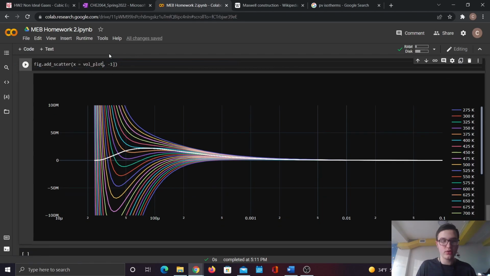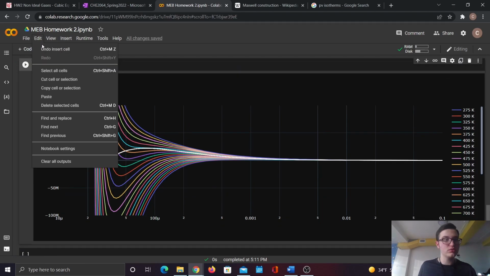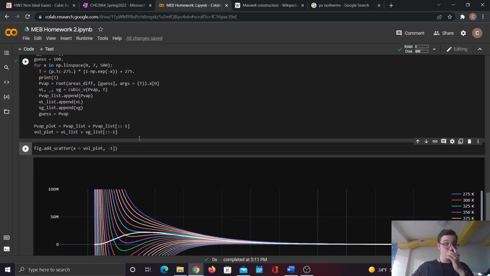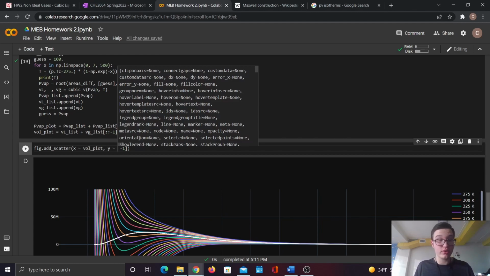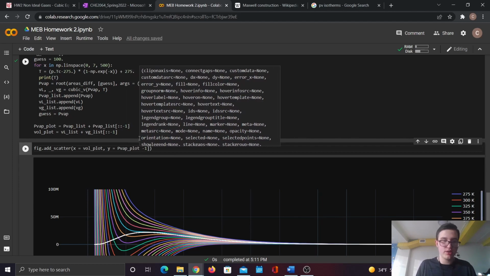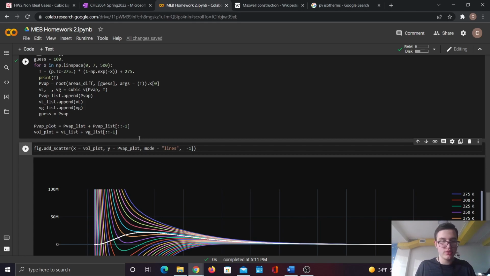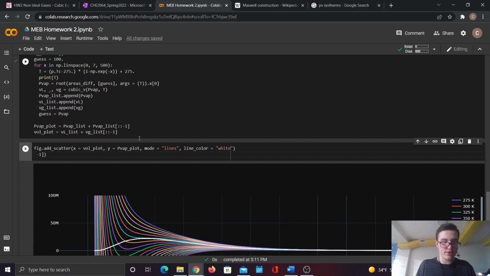5. Uh-oh. Oh, that didn't work. Great. So, why, thank you, mouse, for deleting things. Oh well. pvap plot, mode equals lines, line color equals white, end parentheses, enter, fig dot update x-axis.